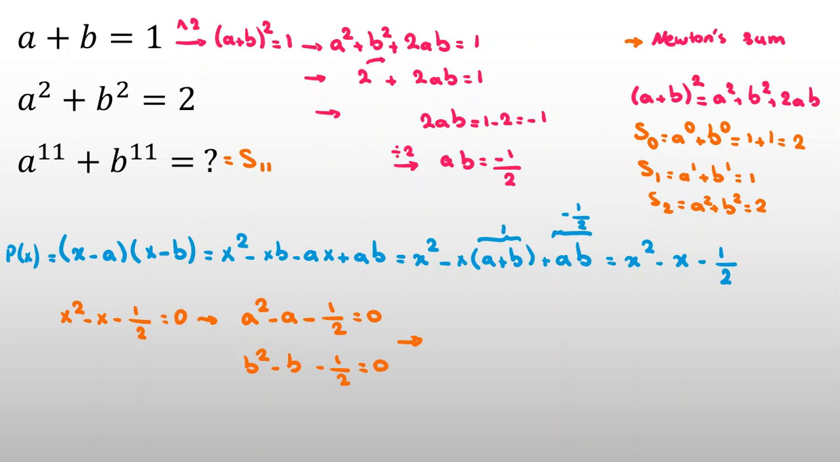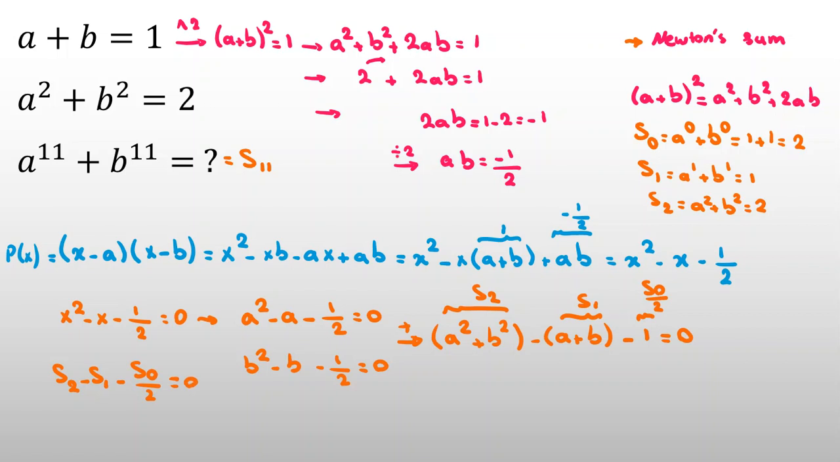So if we add these two things, then a squared plus b squared minus (a plus b) minus 1 half minus 1 half equals 0. Now, here it will be what? A squared plus b squared is S2, a plus b is S1, and negative 1 is S0 over 2. So if I write S2 minus S1 minus S0 over 2 equals 0. Pay attention to these two things. We will see a relationship.